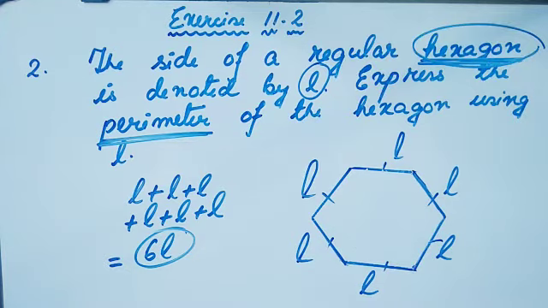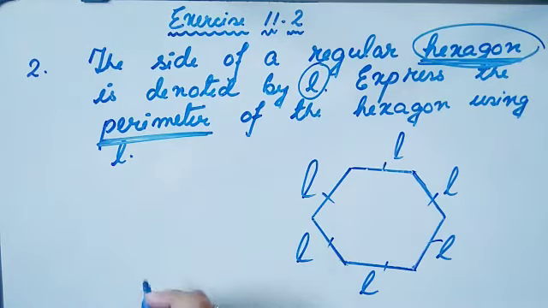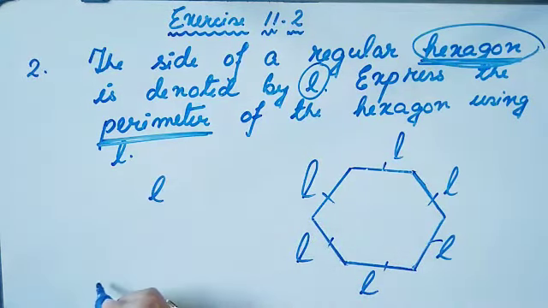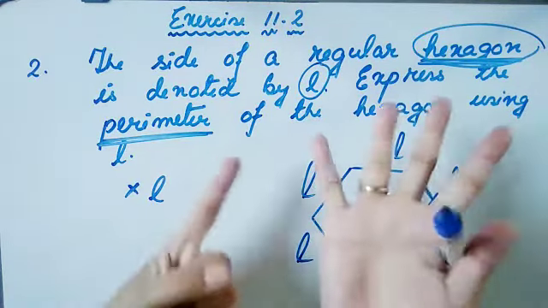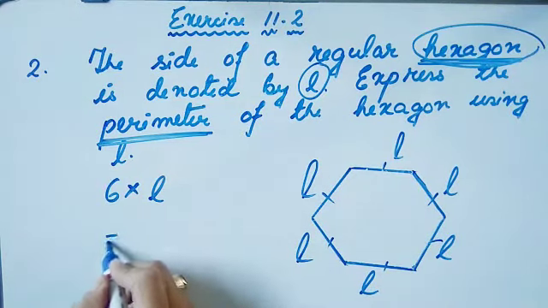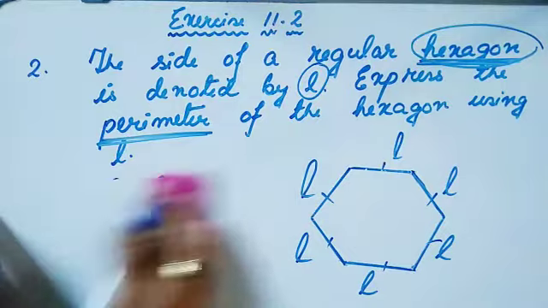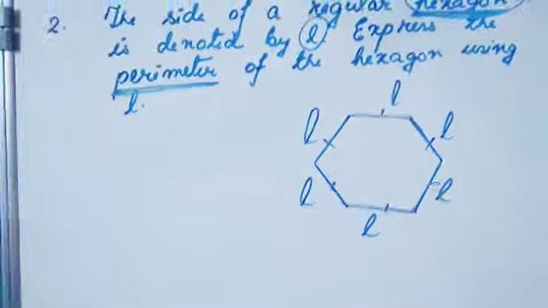Or if you don't want to find it this way, you can find it using multiplication. That is, the length of one side is given by L, right? And how many sides are there in this regular polygon? 6 sides. So 6 times L is 6L. Right? So it's very simple. Let's write the steps, friends. It is very simple.